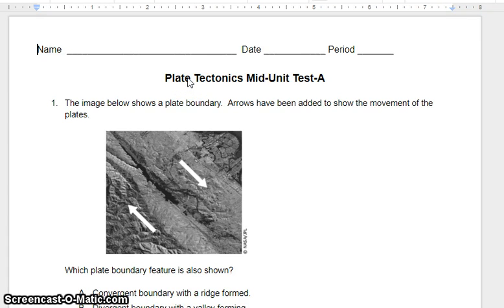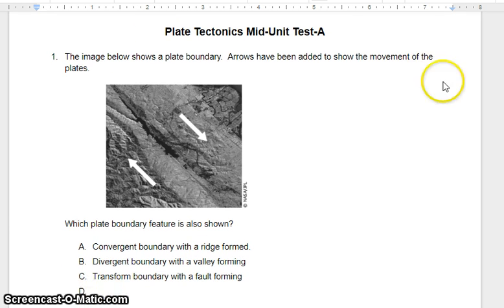Plate tectonics mid-unit test. Number 1. The image below shows a plate boundary. Arrows have been added to show the movement of the plates. Which plate boundary feature is also shown?